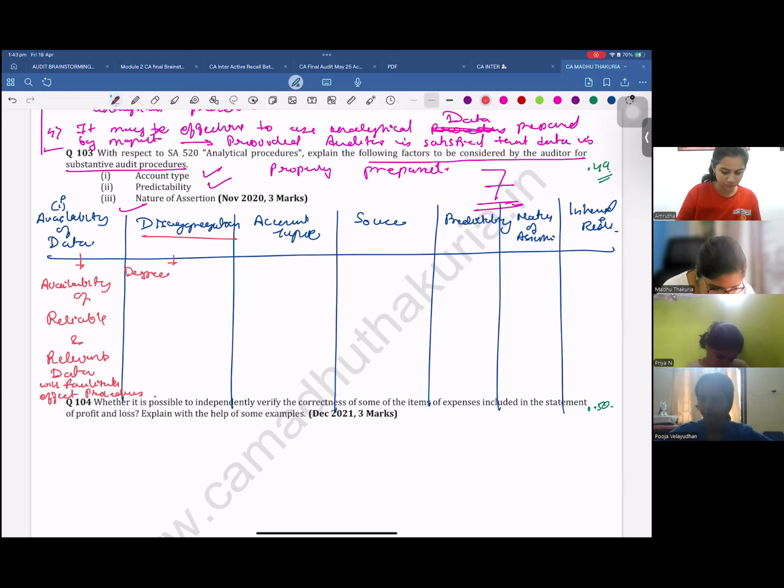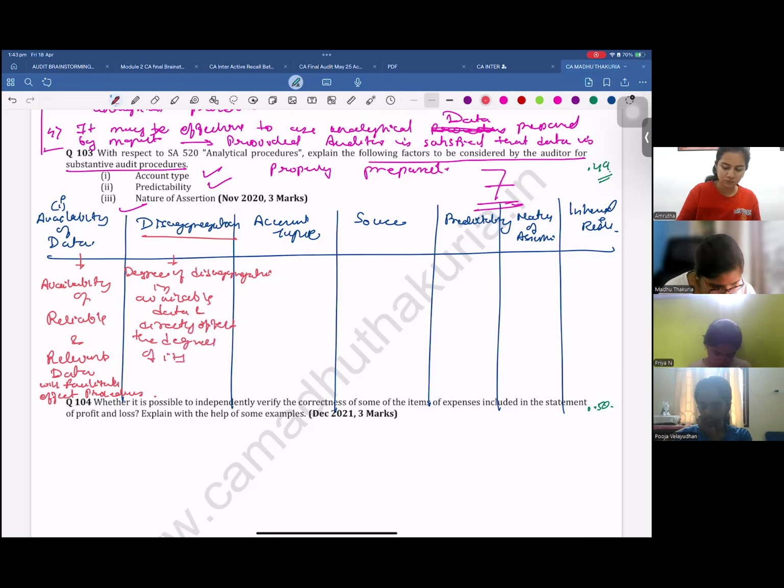Degree of disaggregation in available data can directly affect the degree of its usefulness in detecting misstatement.